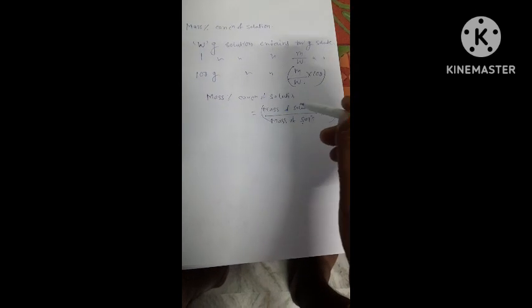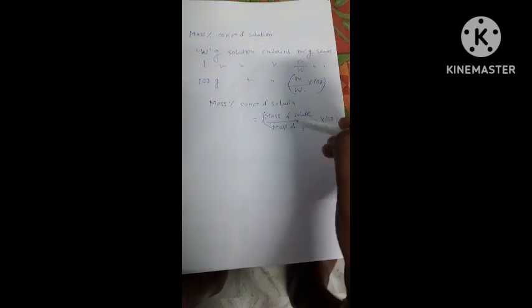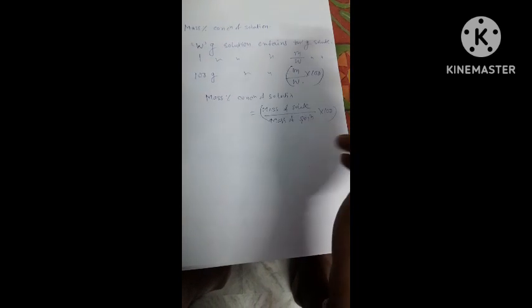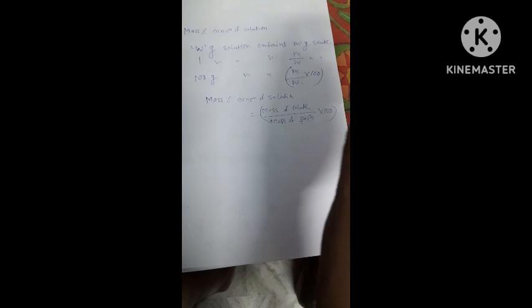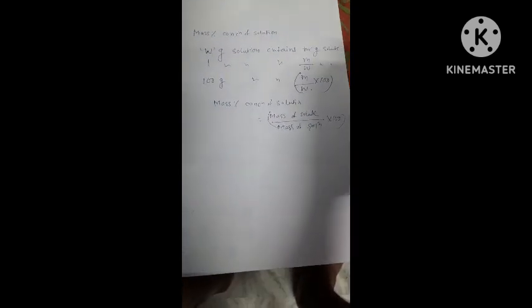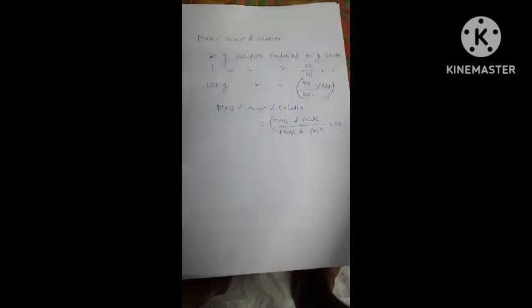Okay, so here when you will be doing the numerics, you have to remember this is the mass of solution. That means you have to add solute and solvent both to get the mass of solution. So this is the mass percentage concentration.